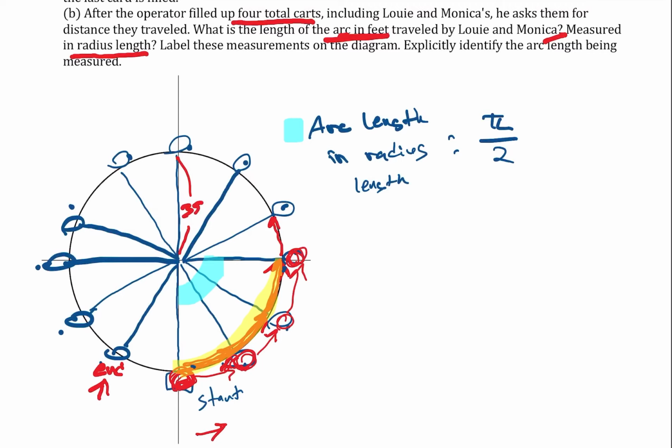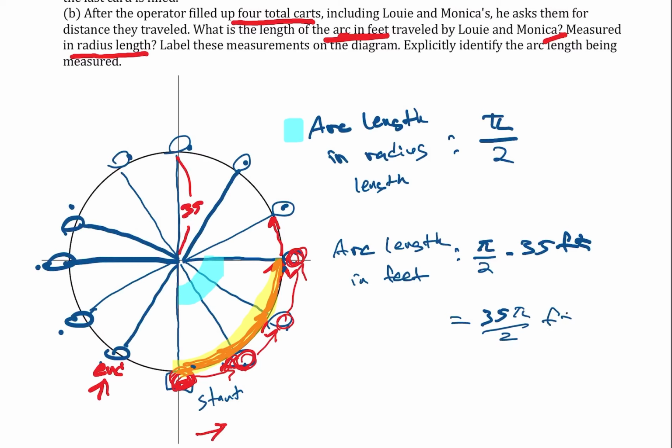So now how can we actually calculate the arc length in feet? Since the arc length is pi over 2 times as large as the radius length, we just multiply by 35 feet. So the answer is 35 pi over 2 feet. That will be the length of this part right here. This is the length in feet, because the radius length was 35 feet. We just multiply by the angle measured in radians.